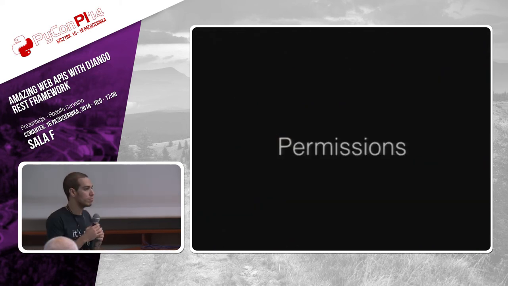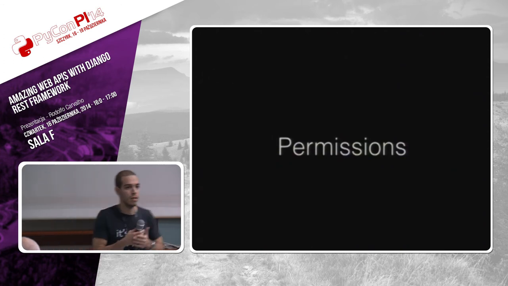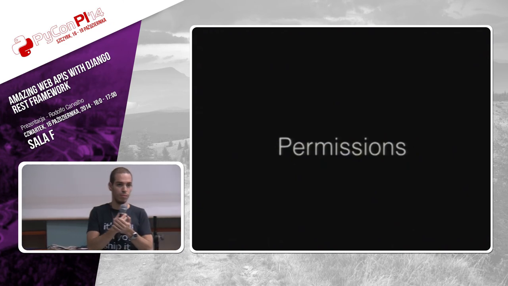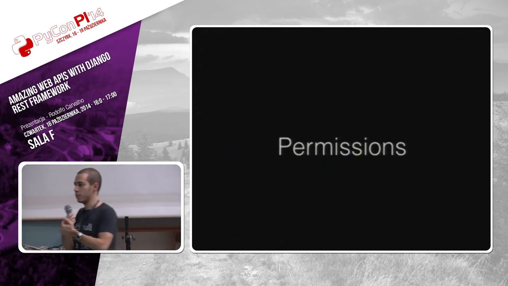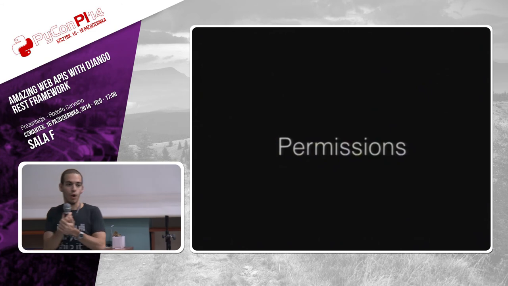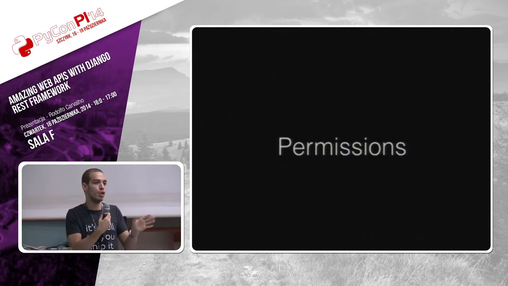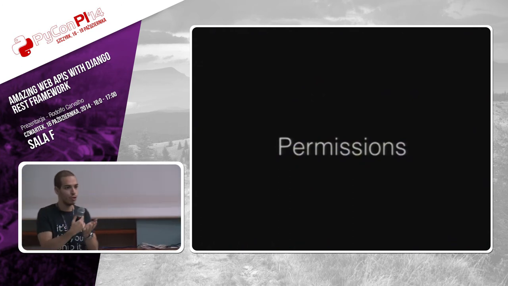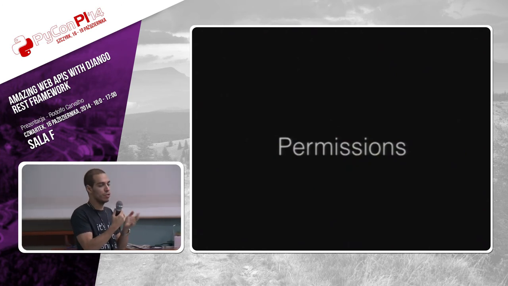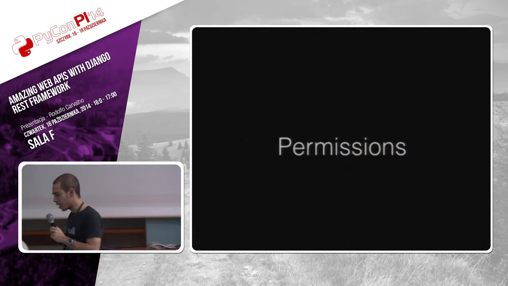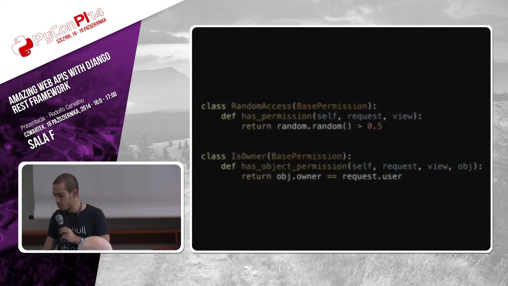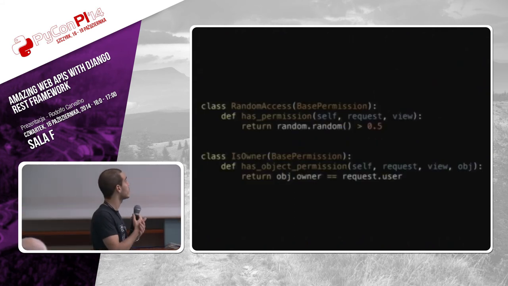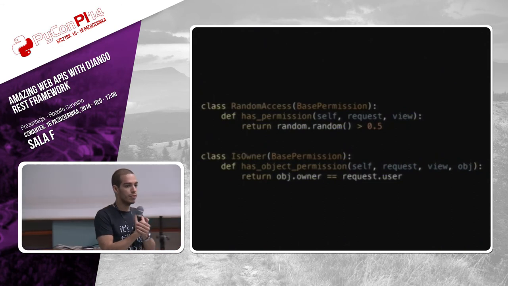Yeah. So, second part of the story, permissions. I explained what authentication is: I want to know who you are. So what is permission? Okay, you are Rodolfo, but sorry, you cannot enter this room. So permission is, can you access this? Can you do it? Can you perform this action? Can you see this object? That's permission. And it's also very simple to write your own permission classes in Django REST Framework.